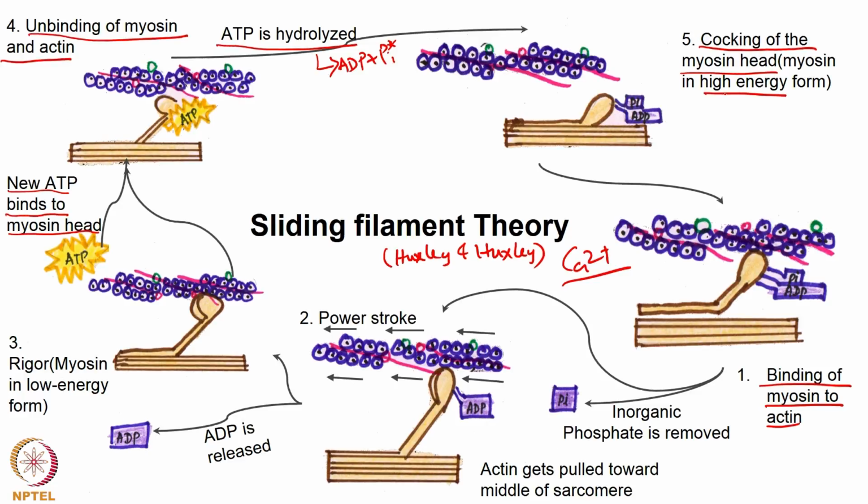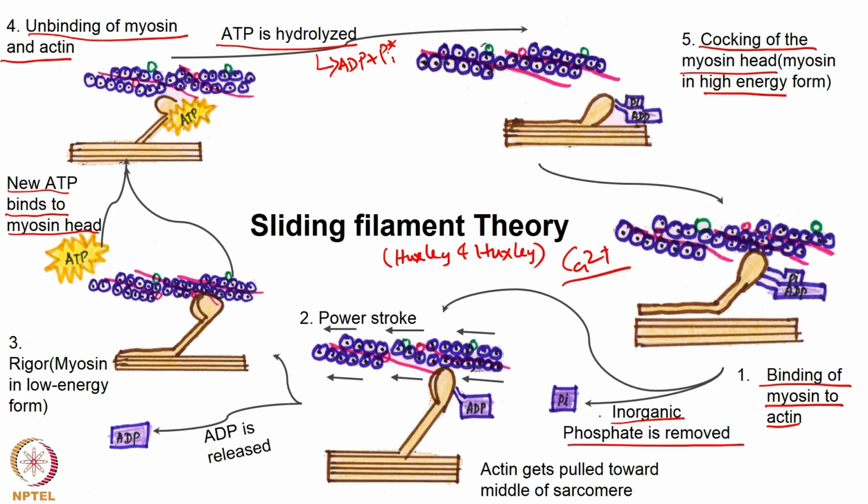Once calcium comes in, troponin attaches to the calcium and moves the tropomyosin, completely exposing the actin binding site. Because of this, the head can comfortably attach to the actin binding site, or both heads can attach, and then basically the inorganic phosphate is removed, energy is released, leading to what is called the power stroke.